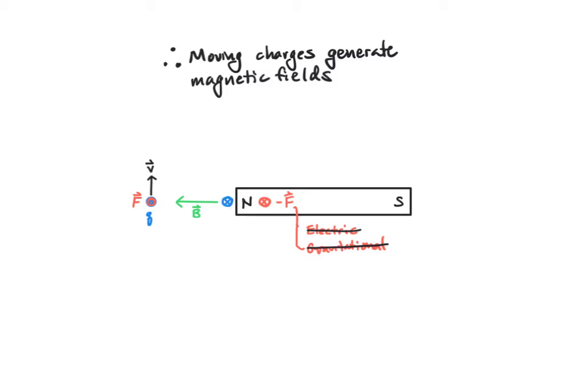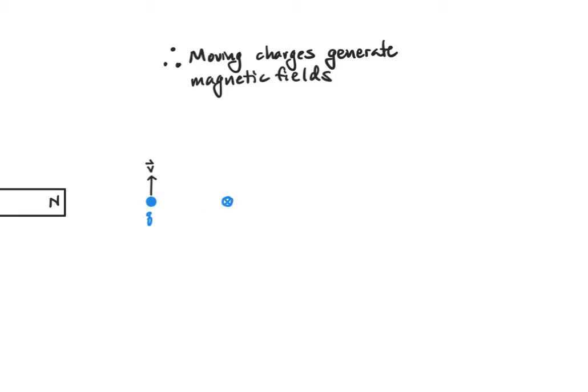Now, if we move this magnet to the other side, keeping the north pole closest, then the moving charge would experience a force into the screen, meaning the magnet would now experience a force out of the screen, which means the magnetic field caused by the moving charge at the position of this north pole has to be pointing outwards.